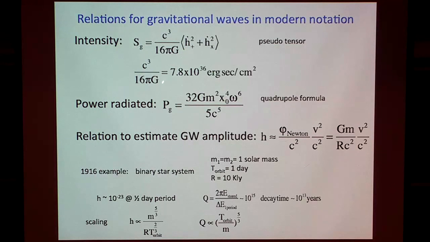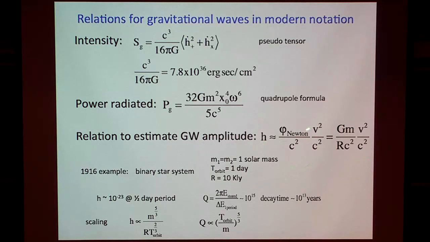But here is a dramatic factor. When you put that in, this is what Einstein was complaining about. This factor is 10 to the 36 in CGS units. It says, well, a little tiny change in strain makes an enormous change in the intensity, or invert this: you need an enormous amount of energy to make a little tiny strain. And that's the problem, and that's what drove him.